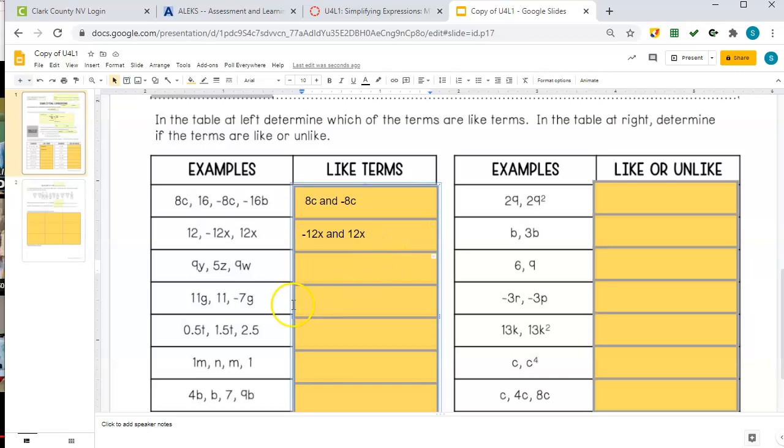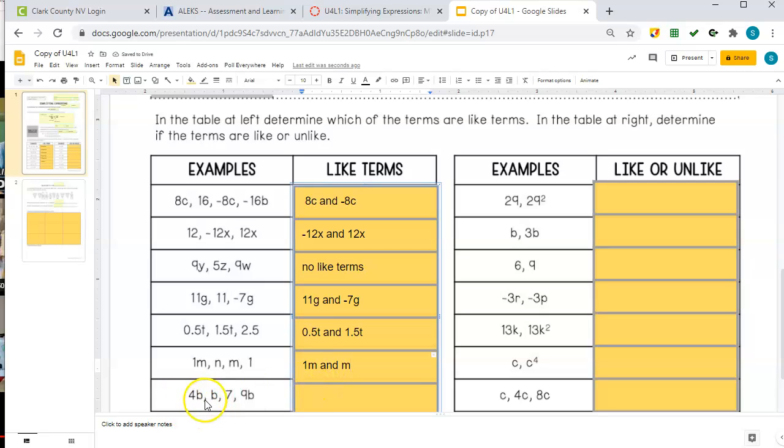Okay, here we've got a w, a z, a y, a z, and a w, there are no like terms. Here we've got 11g and negative 7g. This one does not have a g, so our like terms are 11g and negative 7g. Here we've got t and t, no t, so these two are the like terms, 0.5t and 1.5t. Note that anytime we've got a letter next to a number, that means multiply. Here we've got 1m and m.